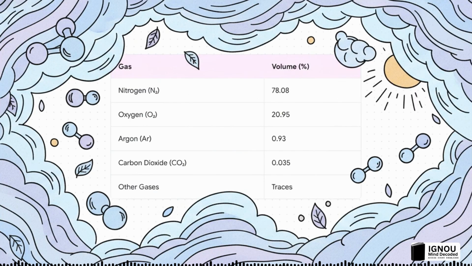So what's actually in this air we're breathing? Well, this is where it gets interesting. We all know we need oxygen to survive, but look at this. It only makes up about 21% of the atmosphere. The vast majority, over 78%, is actually nitrogen. Then you just have small traces of other gases like argon and carbon dioxide.